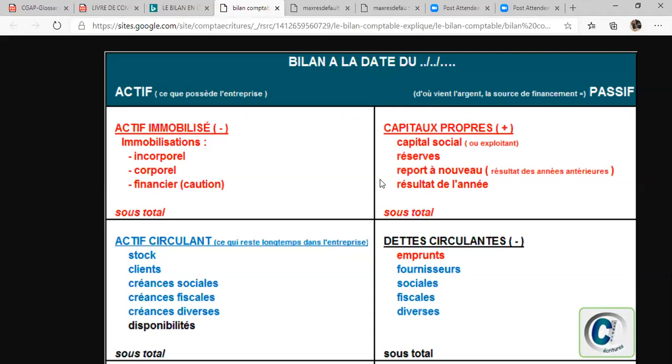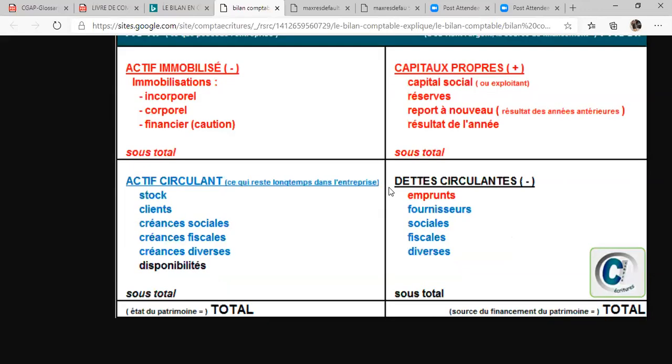Then we have le résultat de l'année. It's the same as le report à nouveau, the one and the same. So le résultat de l'année is the difference between the active and the passive side. Like I explained before, we have a total of all the things that we add up from the active side, this whole column, if I can call it that. And from the right-hand side, which is the passive side, we have a total as well. So in a situation where these two aren't equal, we would have an amount which should be a difference. That difference is either positive or negative, and it's placed under capital propre.